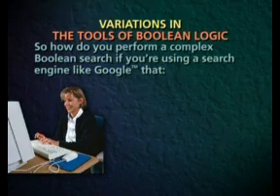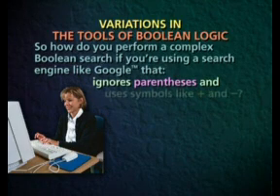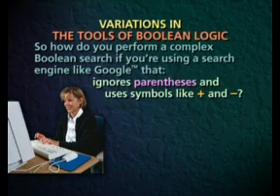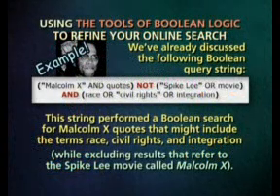So how do you perform a complex Boolean search if you're using a search engine like Google that ignores parentheses and uses symbols like plus signs and minus signs? Don't worry, it's pretty simple. You continue to think in terms of yeses, nos, and maybes. Let's take as an example a Boolean search we've already discussed.